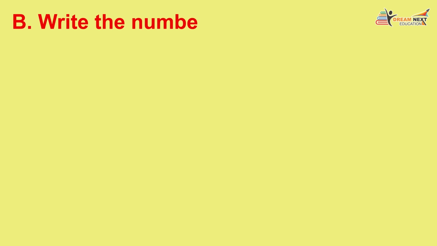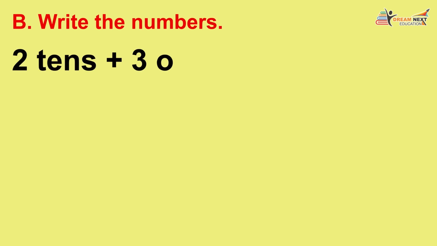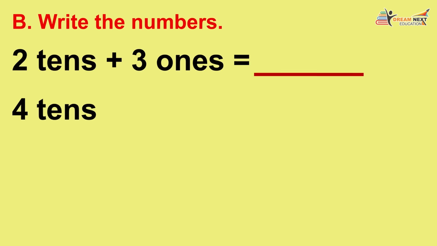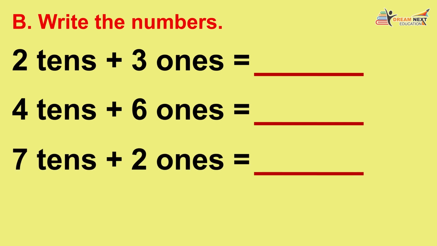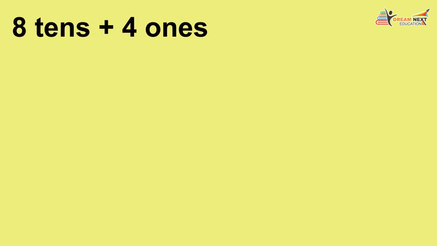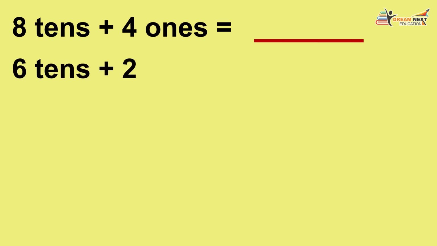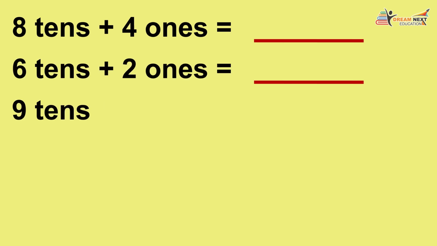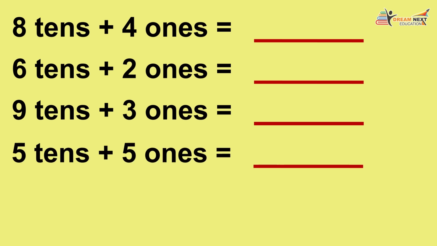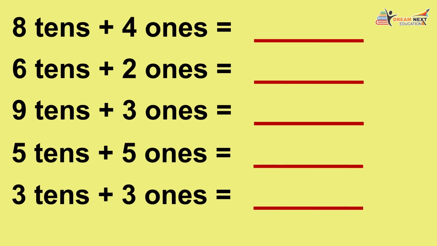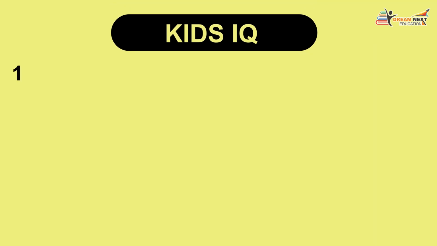B. Write the numbers: 2 10s plus 3 1s, 4 10s plus 6 1s, 7 10s plus 2 1s, 8 10s plus 4 1s, 6 10s plus 2 1s, 9 10s plus 3 1s, 5 10s plus 5 1s, 3 10s plus 3 1s.